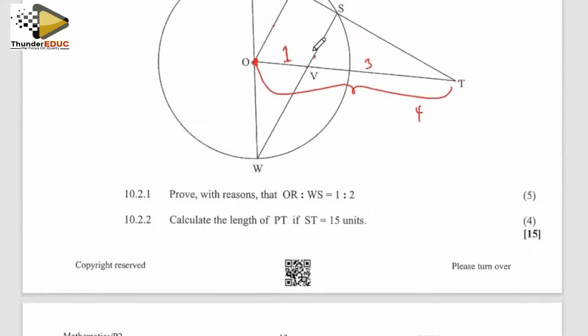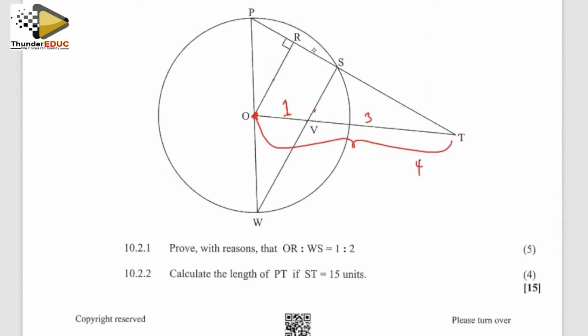10.2.2. They want us to calculate the length PT. So we proved that this and that are parallel. They want the distance PT, if ST is 15. Now we say this is the same as that, just like that is the same as that. All right, so let's see.